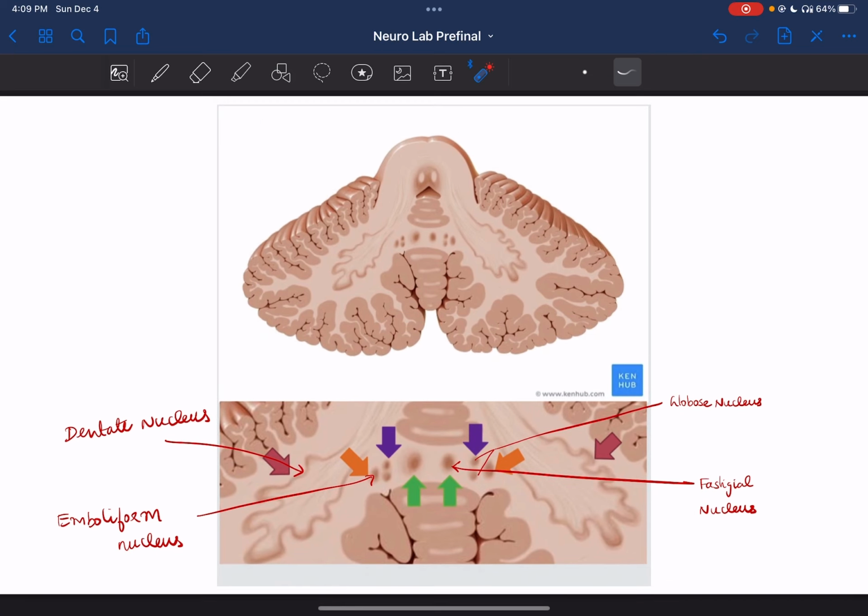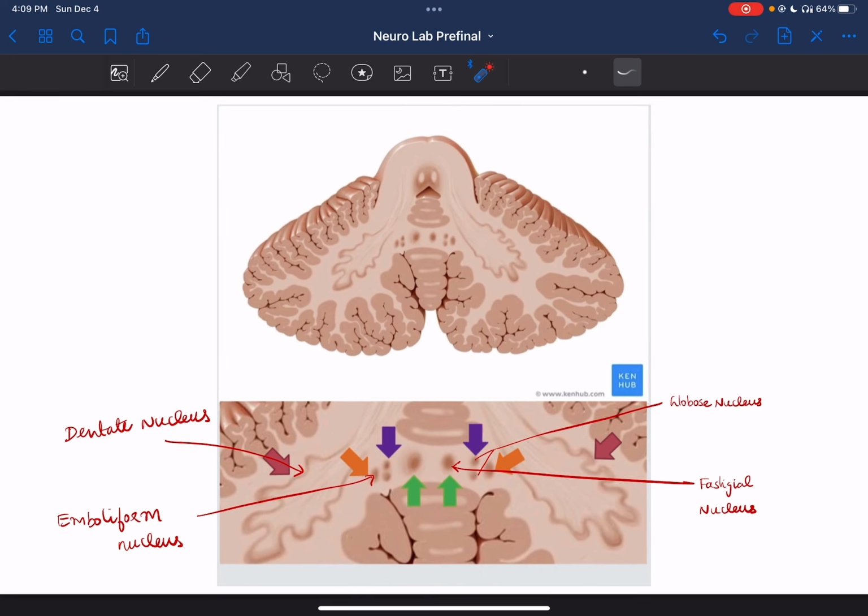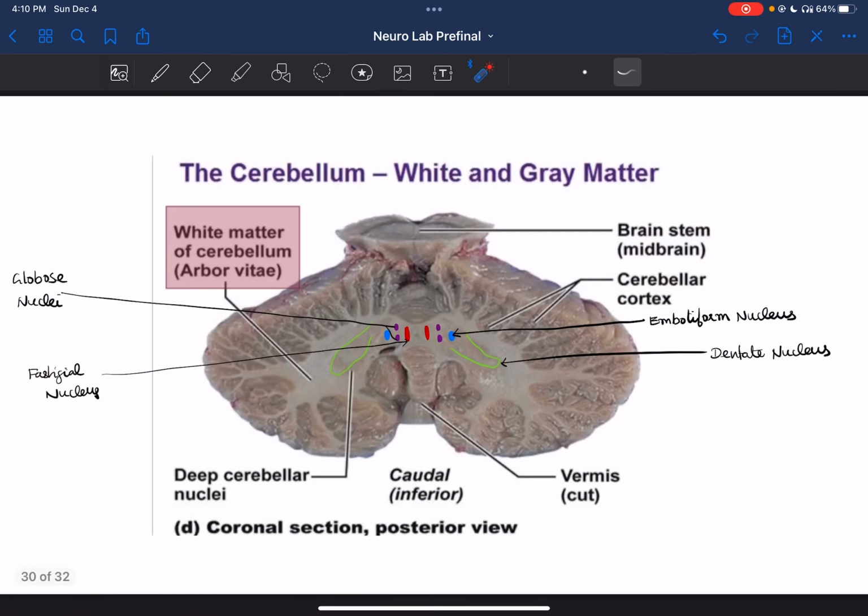Now, final revision of the nuclei of the cerebellum. The one on top of the fourth ventricle is your fastigial nucleus. Lateral to that, you will have the globose nucleus. More lateral to that, you will have the emboliform nucleus. And finally, the biggest one is your dentate nucleus. Okay, this is just a pictorial representation of the nuclei of the cerebellum.